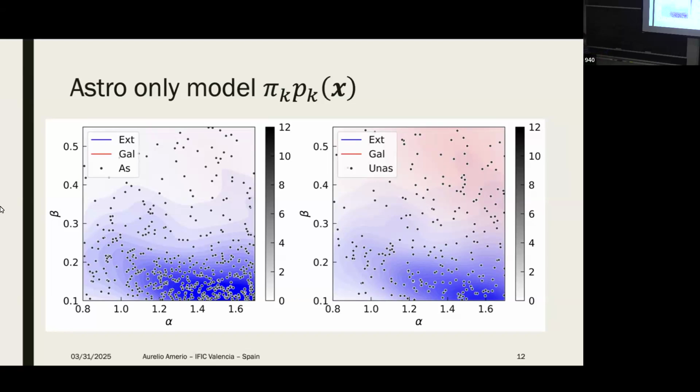Sorry, what there seem to be black dots and black dots with white circles, or what are they? They're all with white circles. It's just to not have them overlap too much with the unassociated ones.